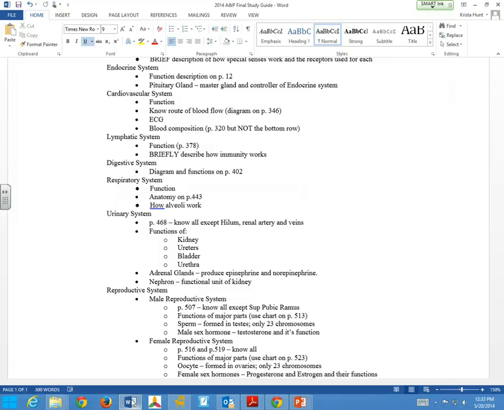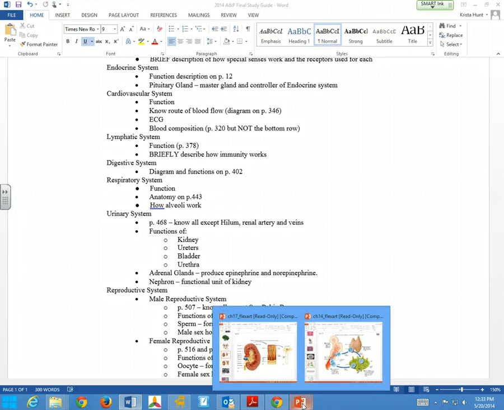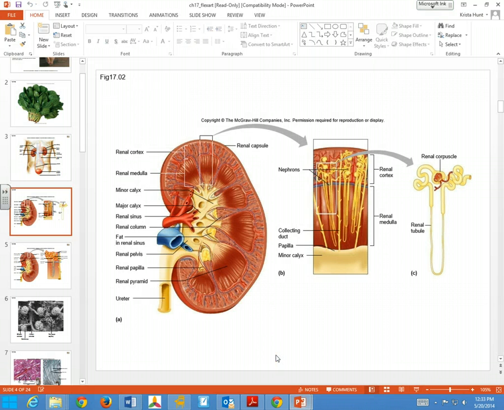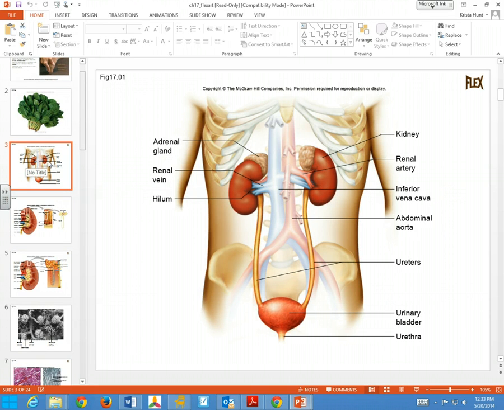So, urinary system. A little bit ahead of myself. Here we go. Urinary system. What's its job? Like, what's its function? What's that? Eliminate wastes. Okay, let's be a little bit more specific.